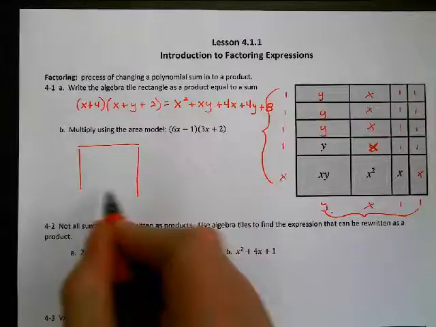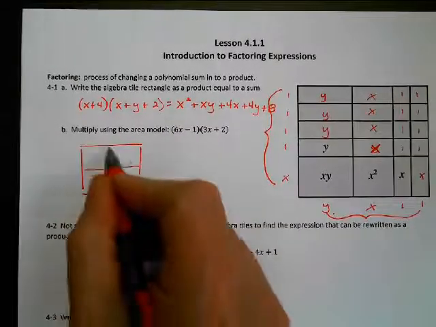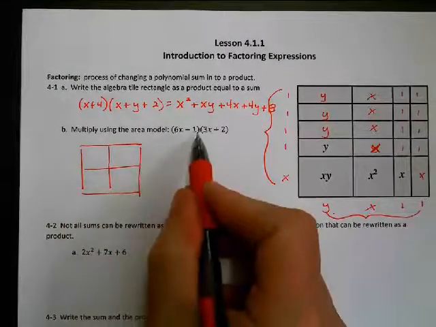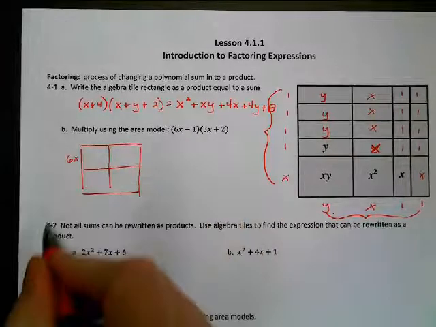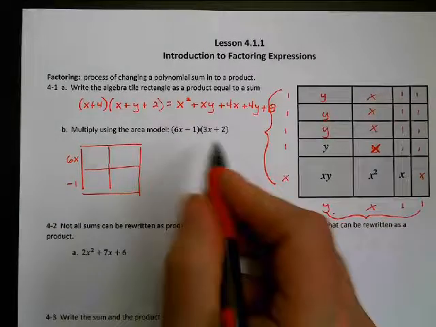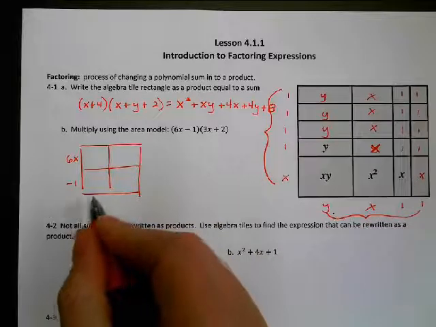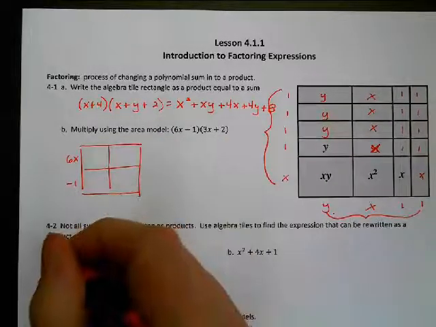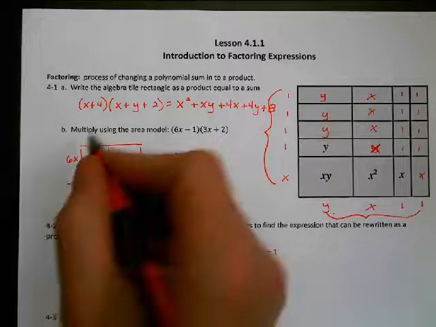So we do the area model. Yay, there it is. I made 4 boxes because I'm going to put a binomial of 6x minus 1 on one side, and I'm going to put 3x plus 2 on the other side. You can put it on the top or the bottom. It doesn't matter. Let's put it on top.